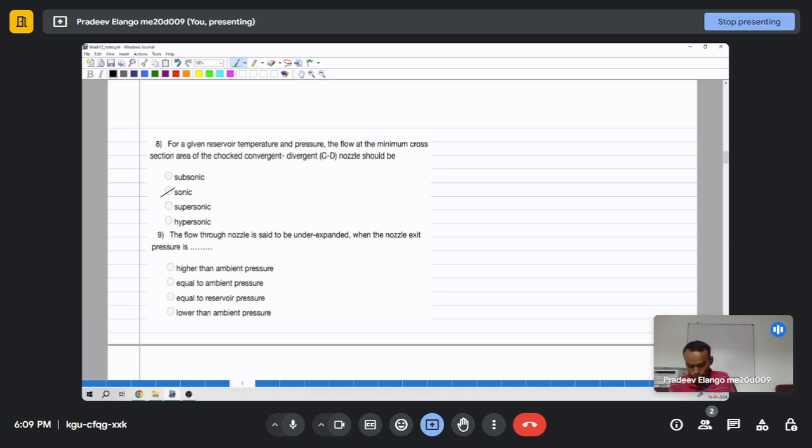Next one, the flow through the nozzle is said to be under-expanded when the nozzle exit pressure is higher than the ambient or lower than the ambient. Under-expanded means higher than the ambient.